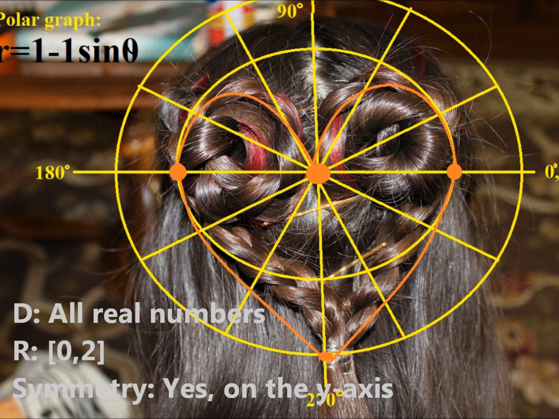The domain is all real numbers because the graph goes through all the theta values. It ranges from greater than or equal to 0 and less than or equal to 2. The graph is symmetric to the y-axis.